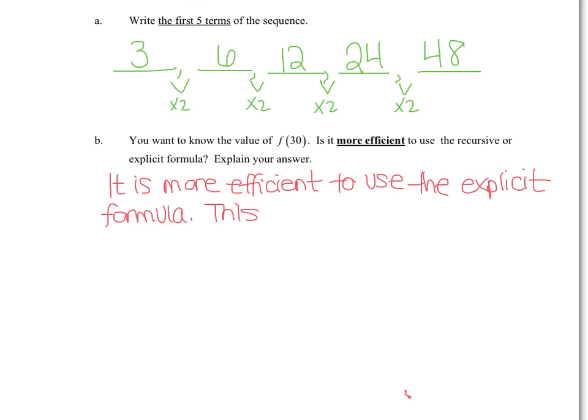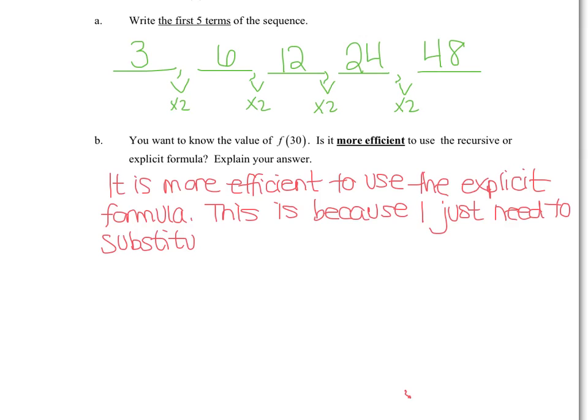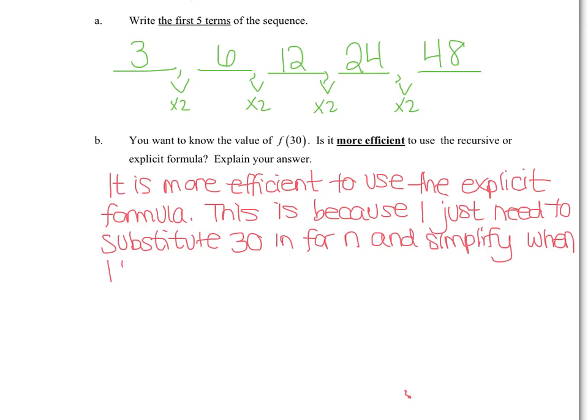This is because I just need to substitute 30 in for n and simplify when I use the explicit formula.